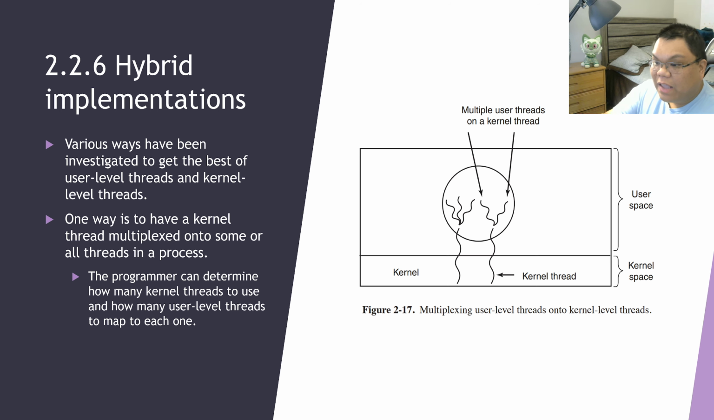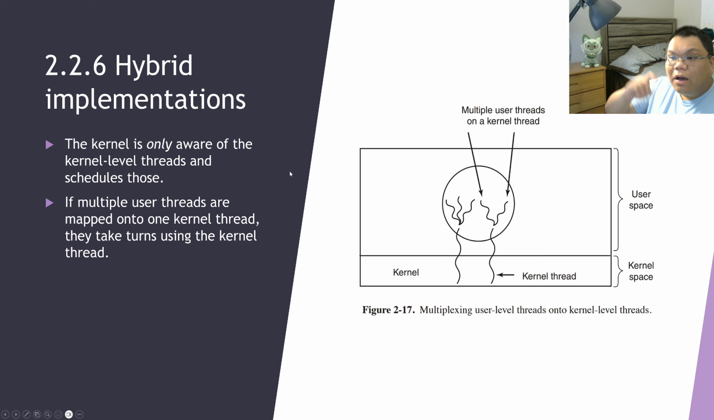So the programmer can determine how many kernel threads to use and how many user level threads to map to each one. So we can have a 5-thread program, but really it uses 2 kernel threads. That's under the assumption that we don't need that many threads to be running at the same time. So here's what it looks like. Here's some more detail.